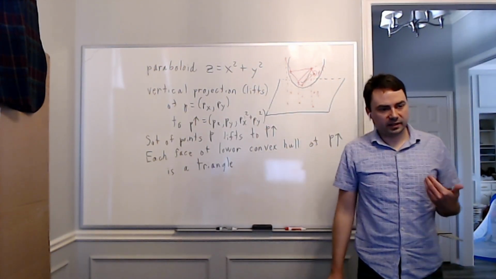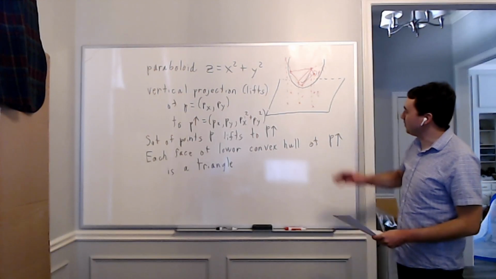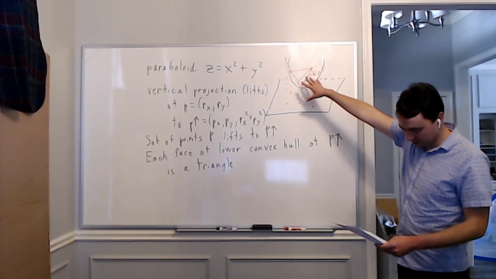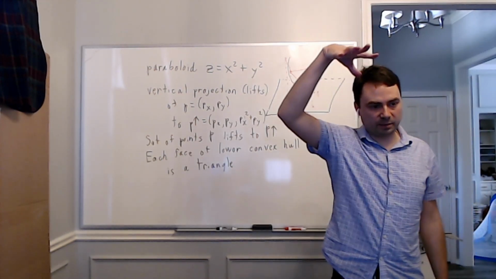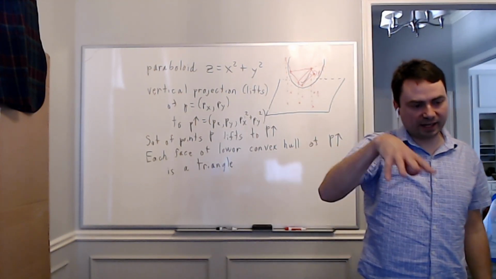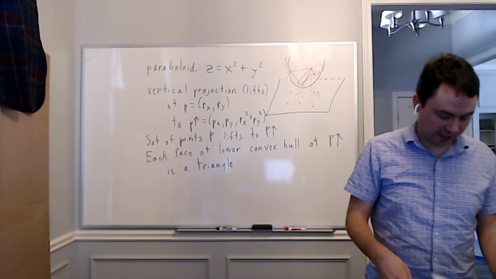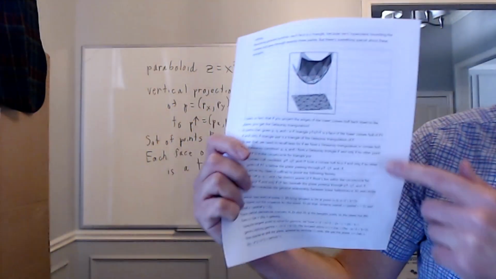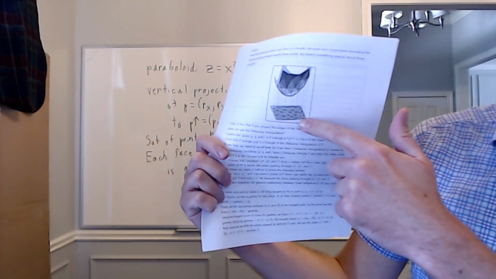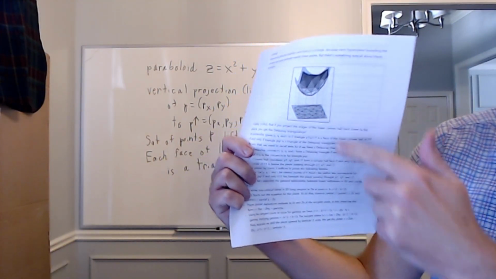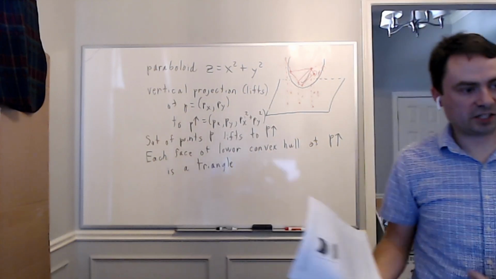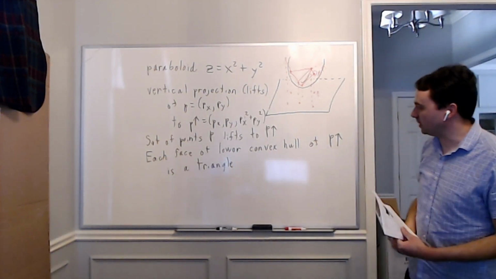But now the neat thing about these particular triangles is if you project the line segments forming the boundary of the triangles back down into the plane, then you actually end up with a triangulation of the plane. And it's not just any triangulation, it actually ends up being the Delaunay triangulation.